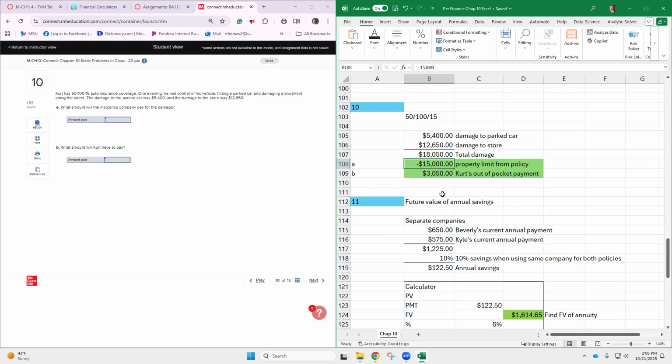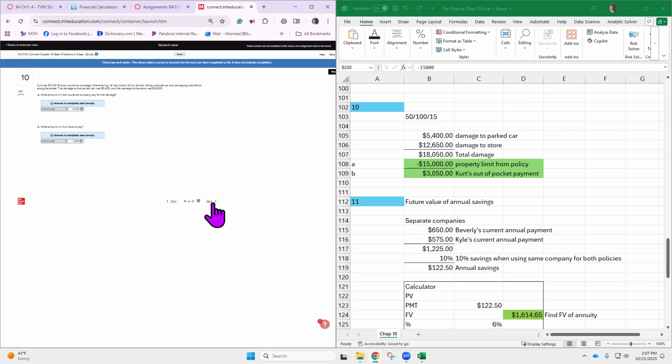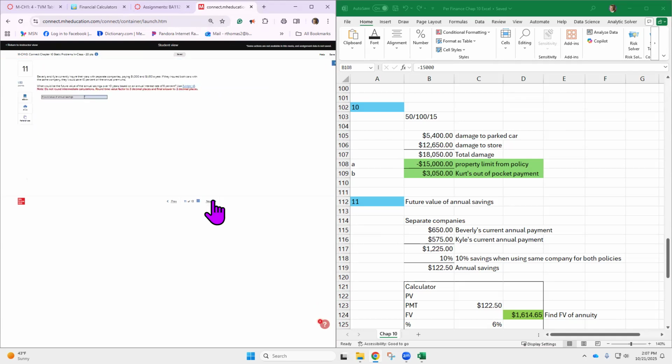Well, 15,000 is all that's going to get. So what will the insurance company pay? 15,000. Okay, 15,000, and that means Kurt is going to have to pay the remainder, the remaining $3,050. Okay, so all right, let's go to number 11.